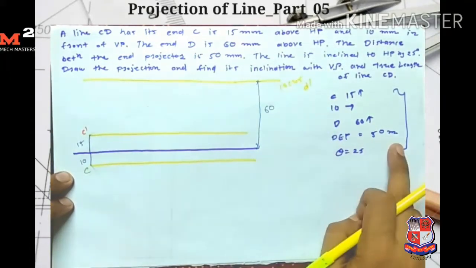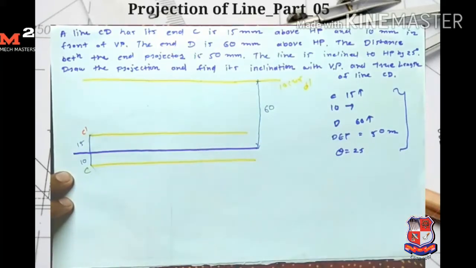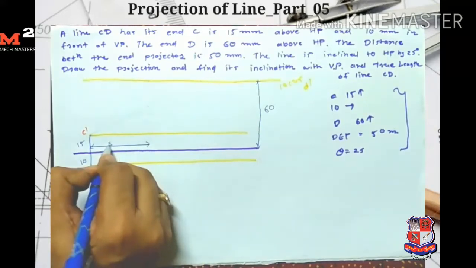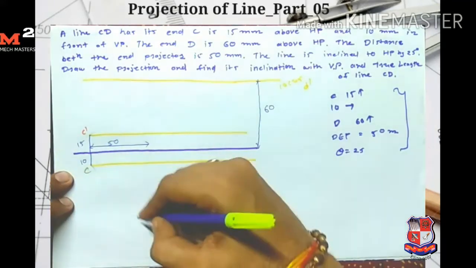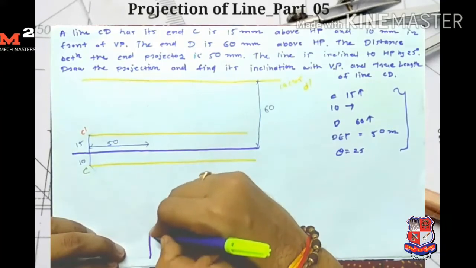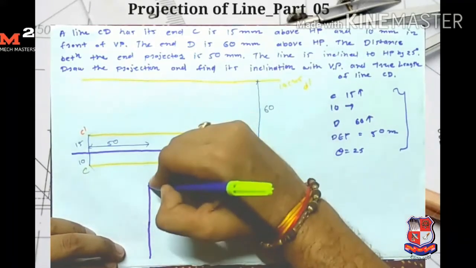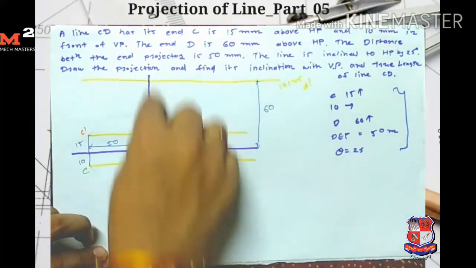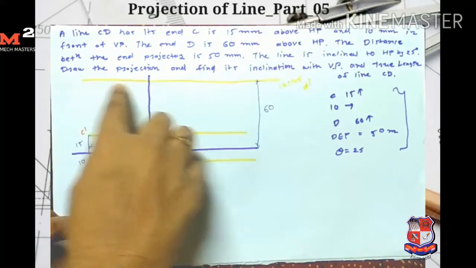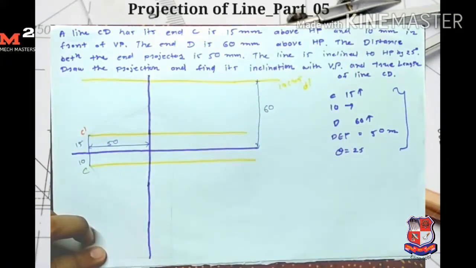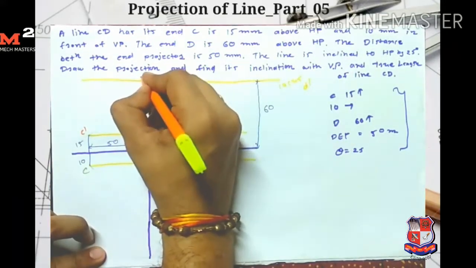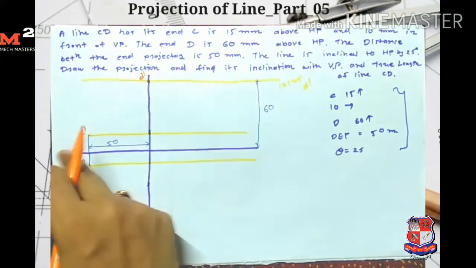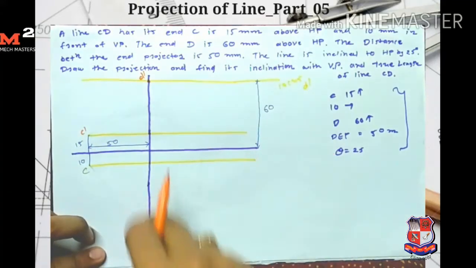Okay, now the distance between end projectors is 50 mm. So from here I measure the 50 mm distance and draw one vertical line. I get the D dash point on this vertical line, and I also get the D dash point on this horizontal line. So the intersection of these lines gives me the point D dash, because its distance is 60 mm above the reference line.